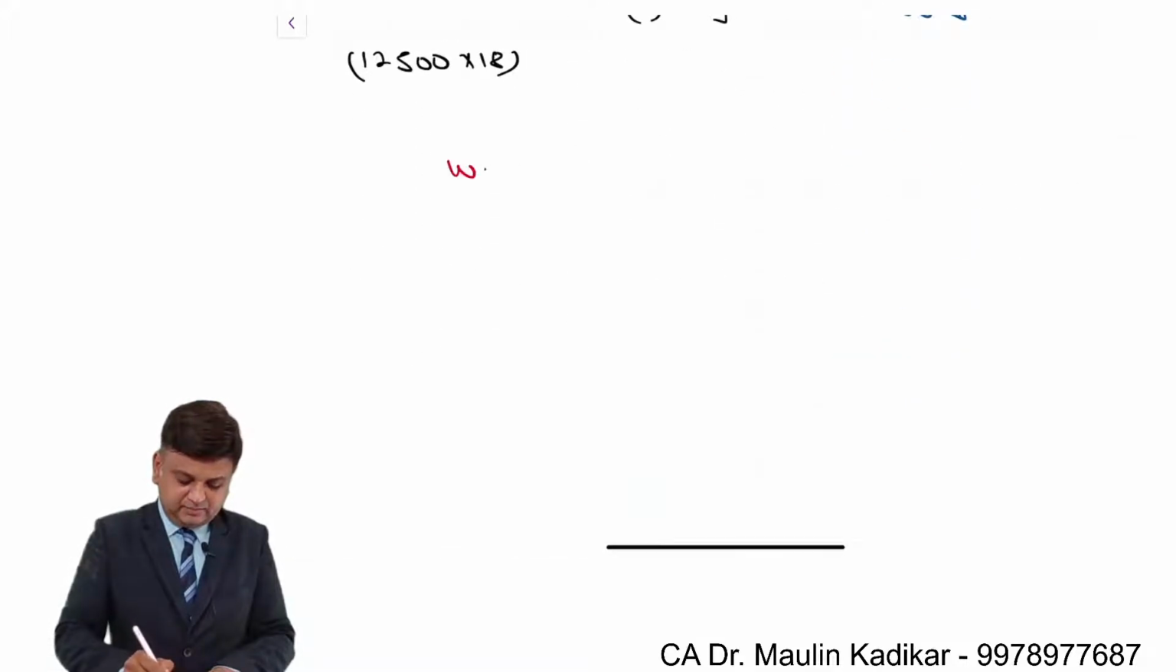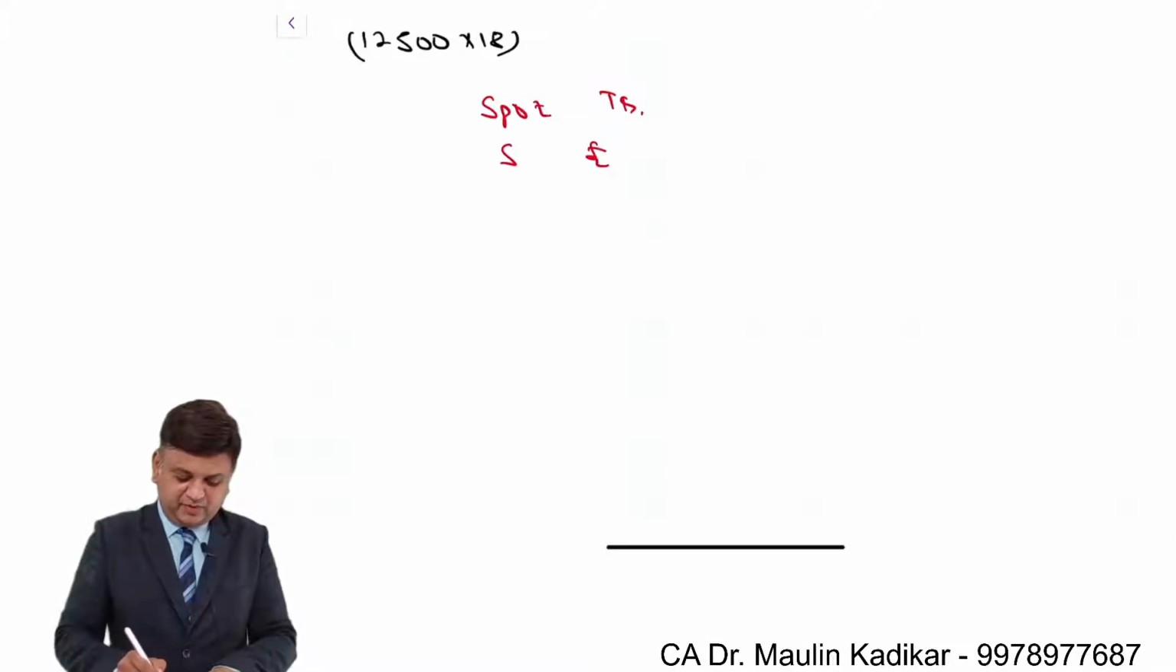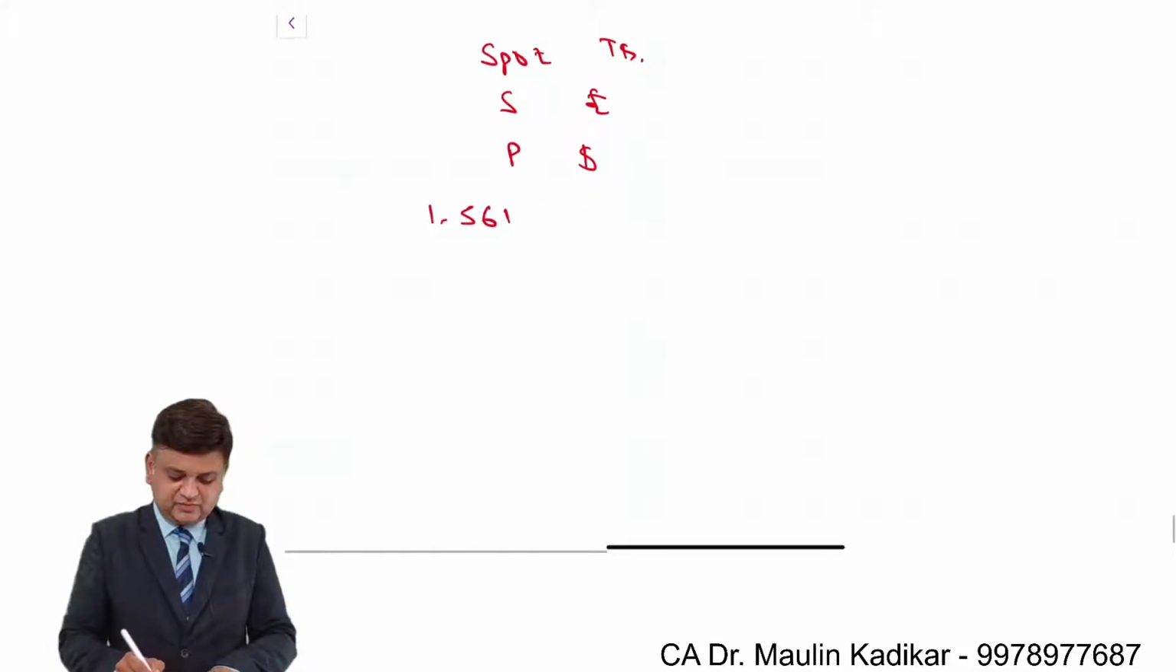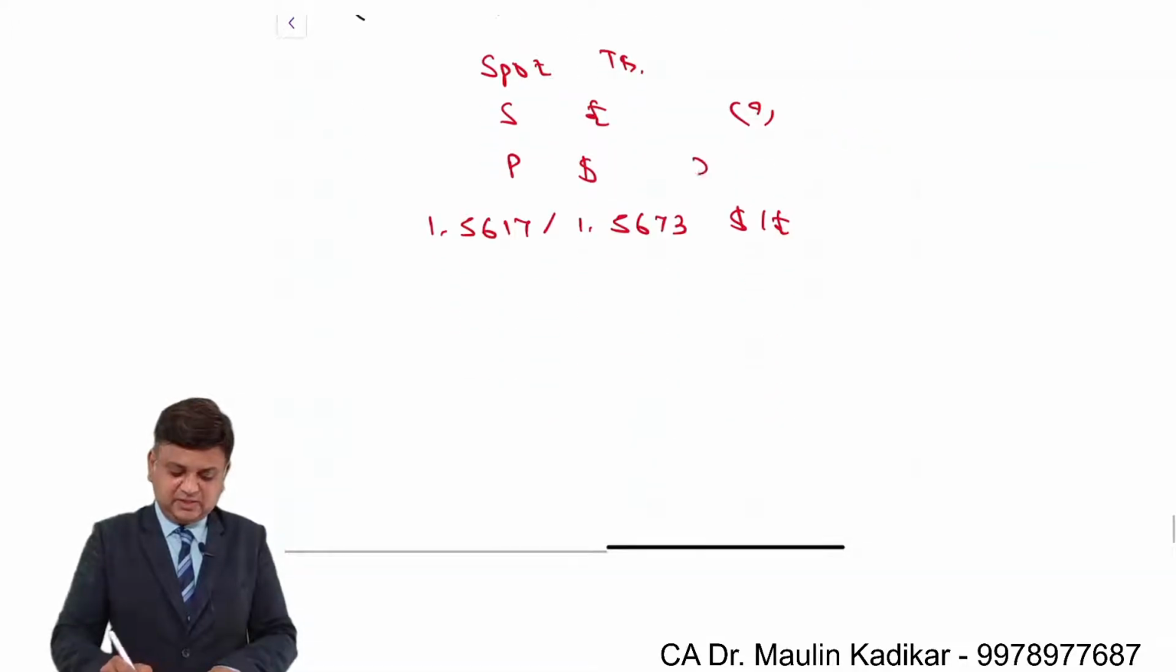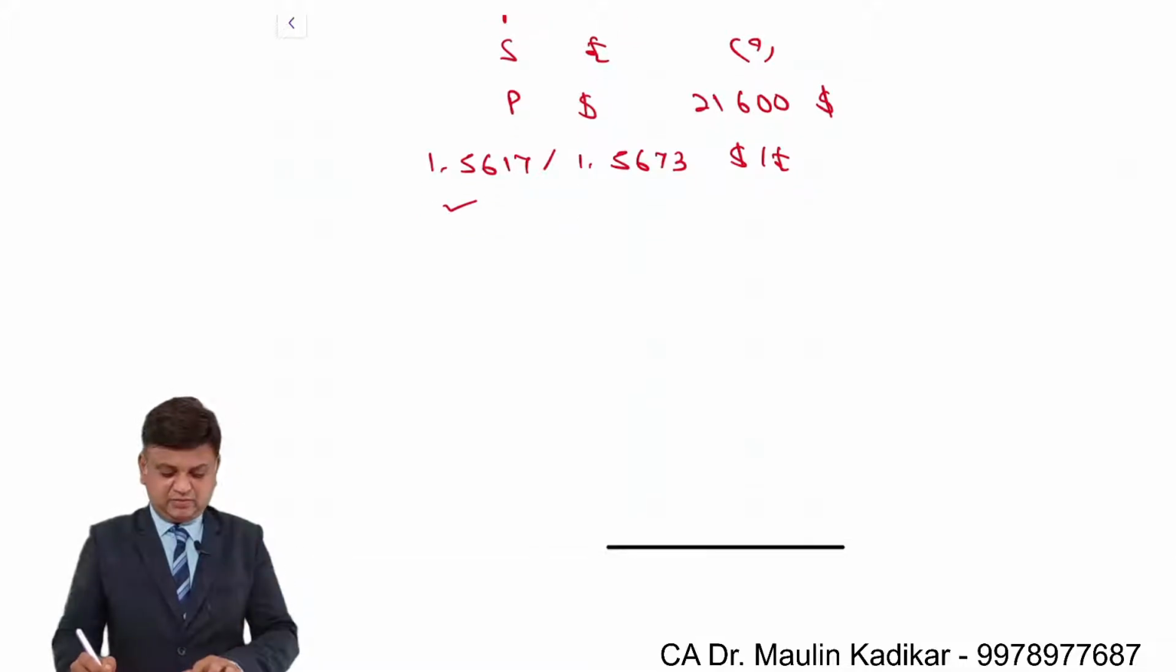Working note number 3, sorry, that will be the spot transaction. Spot transaction will be conversion of the pound into dollar. So sell of pound and purchase of dollar. Spot exchange rate is 1.5617 slash 1.5673 dollar per pound. This is the amount of the pound to be sold for purchasing $21,600. Sell pound, purchase dollar, you will get less amount of dollar.